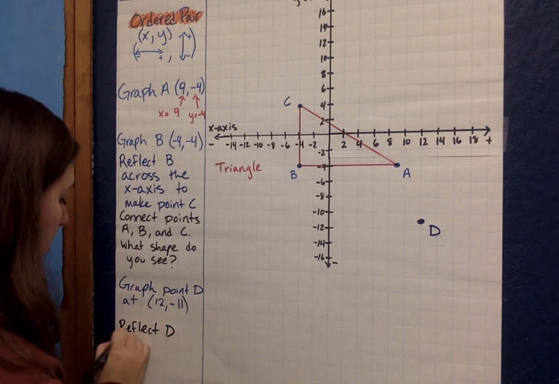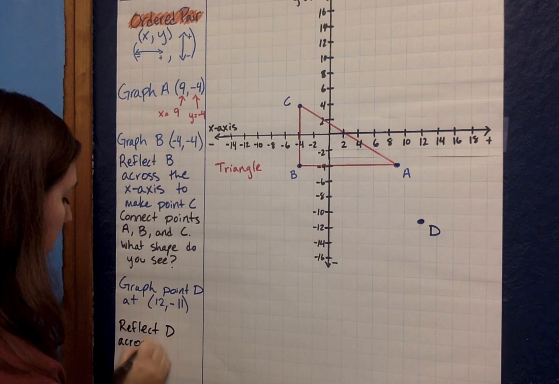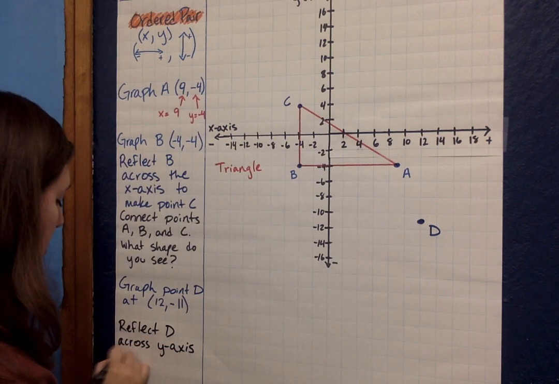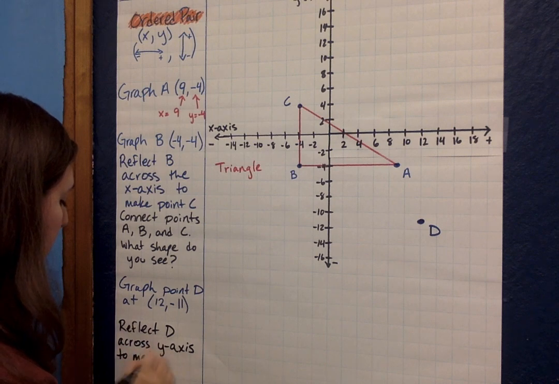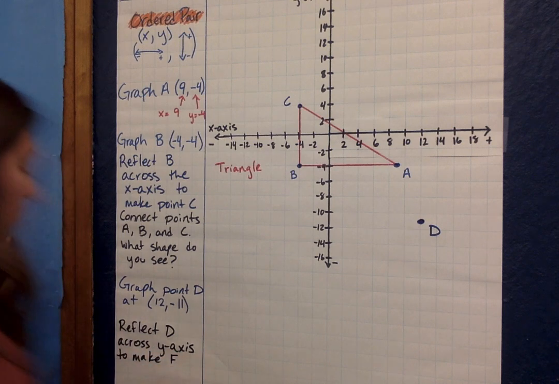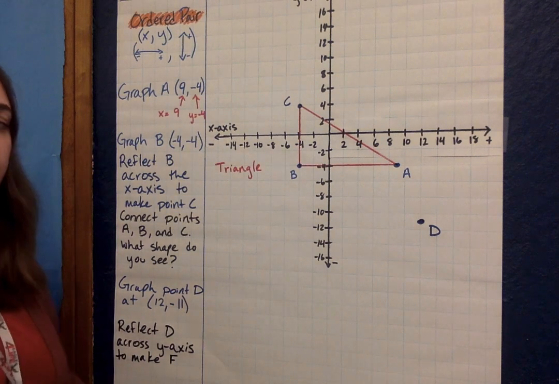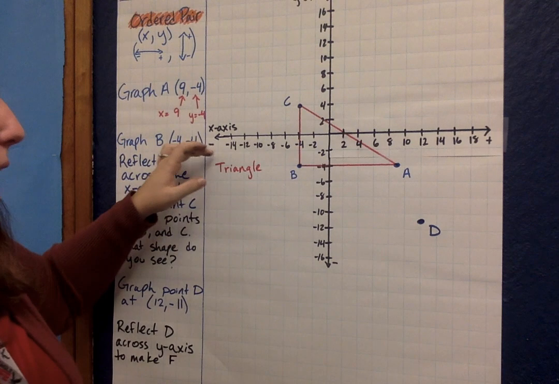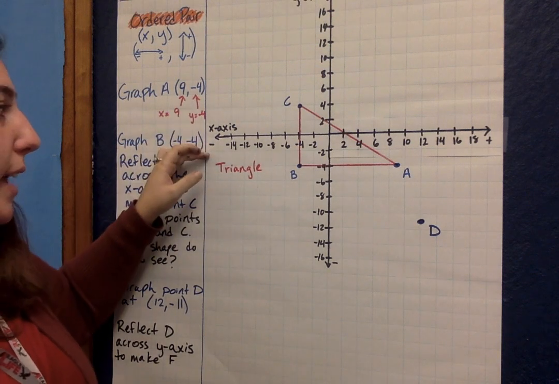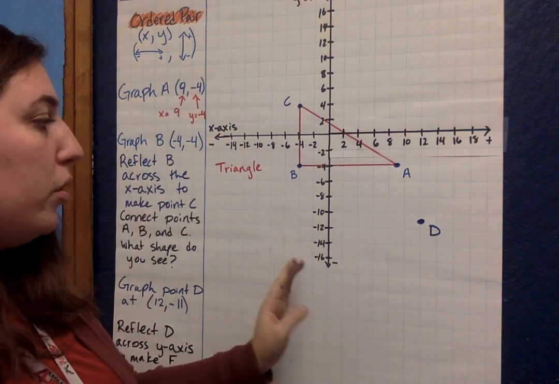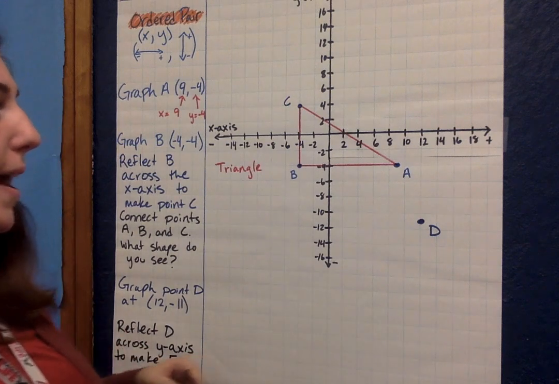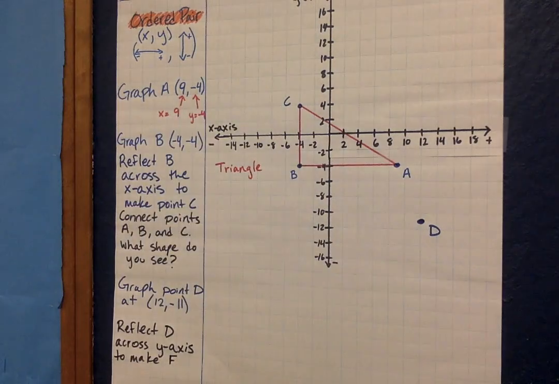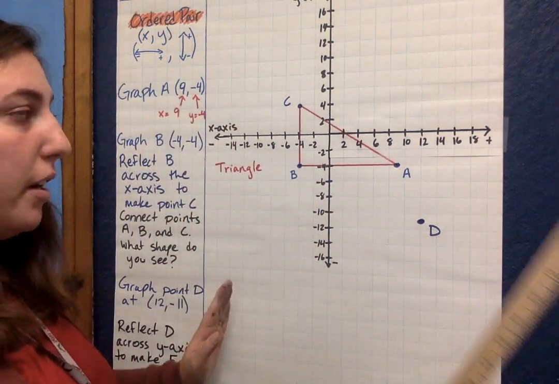Reflect D across y-axis to make F. Okay, so we just talked about how to reflect a point across the x-axis. Now let's talk about how to reflect a point across the y-axis. So think of the y-axis as a mirror, okay?